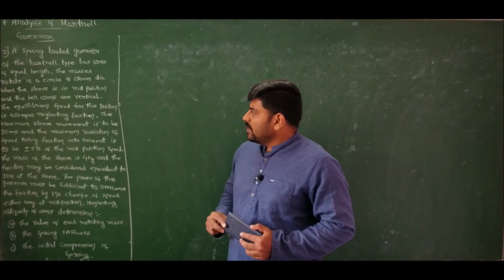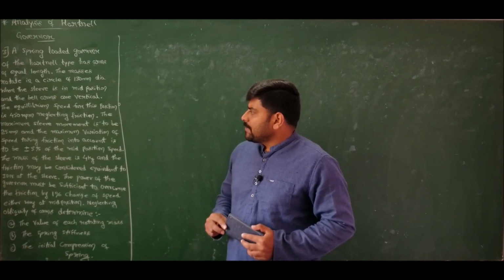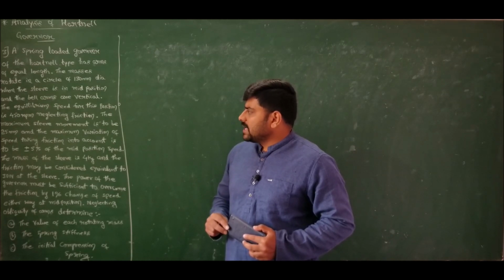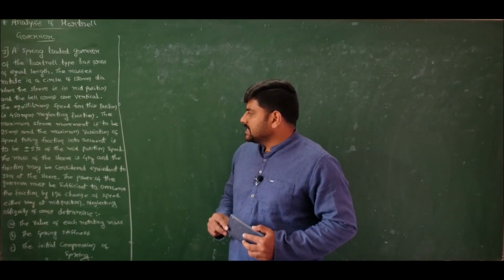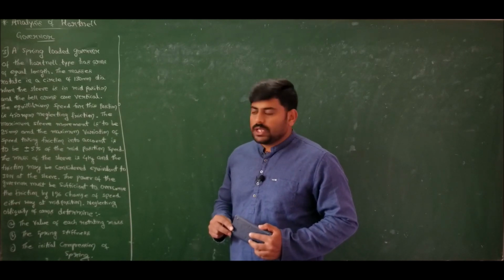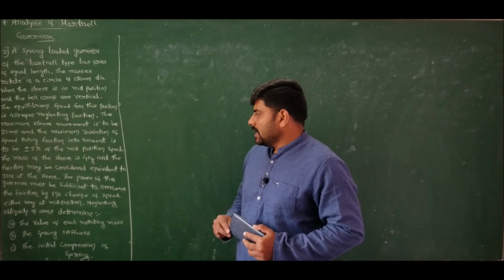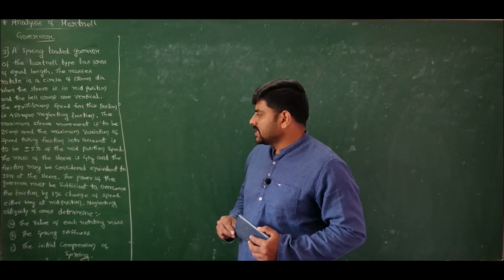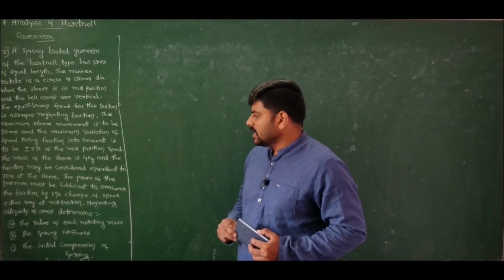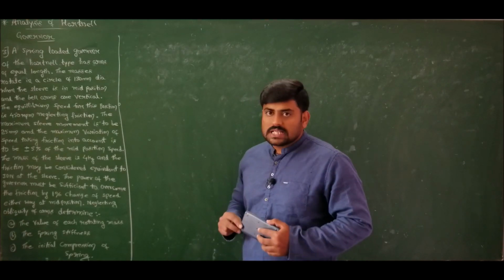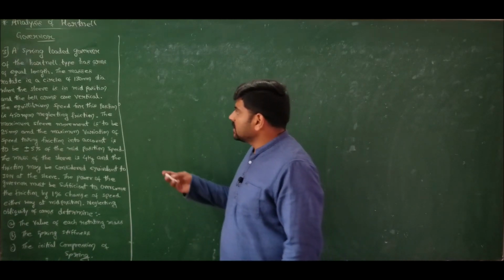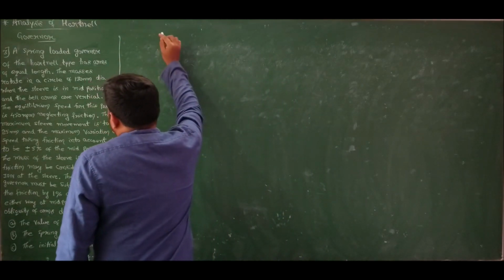The maximum sleeve movement is to be 25 millimeters and the maximum variation of speed taking friction into account is to be plus or minus 5% of the mid position speed. The mass of the sleeve is 4 kg and the friction may be considered equivalent to 30 Newton at the sleeve. The power of the governor must be sufficient to overcome the friction by 1% change of speed either way at mid position. Neglecting obliquity of arms, determine the value of each rotating mass, the spring stiffness, and the initial compression of spring. Now let us solve this problem, which involves taking friction into account.